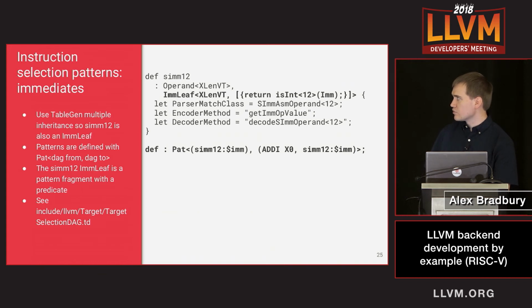Again, we had sim12 defined in a way that made sense for the MC layer. We can make use of the TableGen support for multiple inheritance to specify that sim12 is also an ImmLeaf, which is what's called a pattern fragment. Basically it is something with a predicate which we can match against our SelectionDAG. In this case, the predicate is that the immediate value is a signed 12-bit immediate. As long as that is true, this pattern can match and we can generate this output.